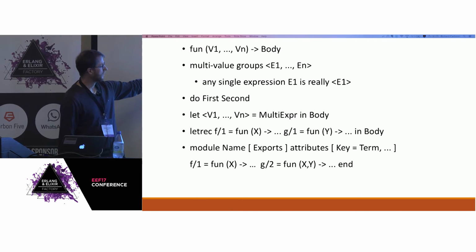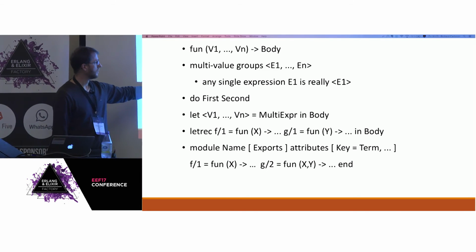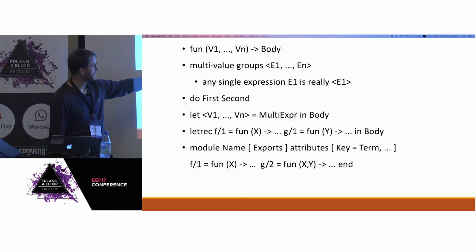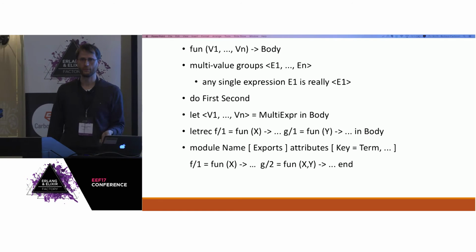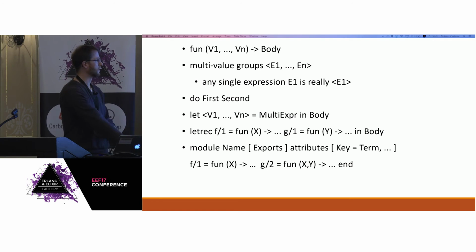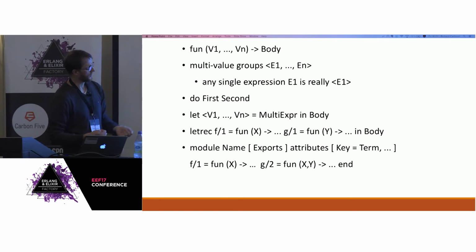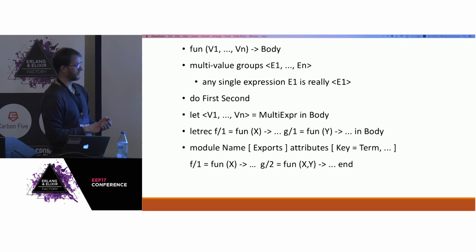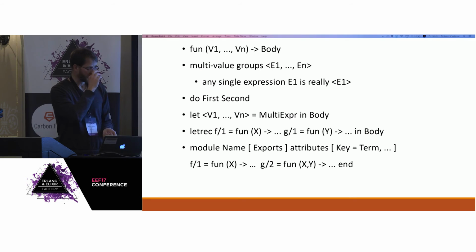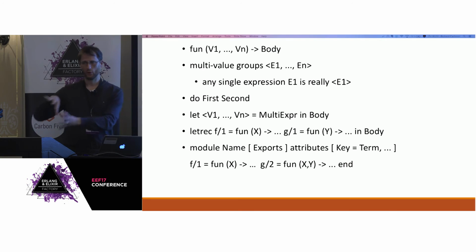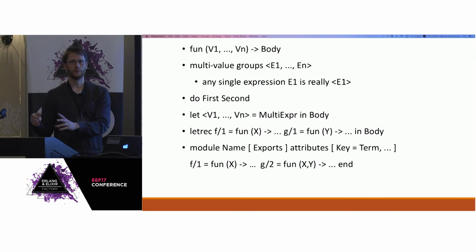Then we have a letrec construct, which lets you define a number of functions that can be mutually recursive, or just immediately recursive, in a body. Now, normal Erlang doesn't let you do this. But you can do it on the core level, which means that you can have locally defined recursive functions that aren't visible somewhere else.